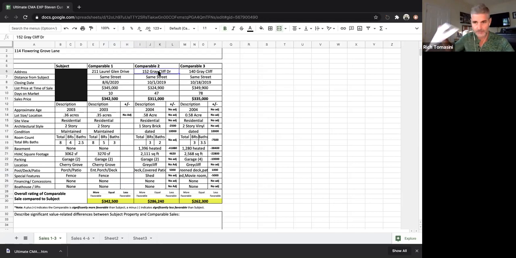So right behind the subject, sale 1, we're building our prosecuting case. Sale 2, 143 Forest Walk Way. Okay. These weren't the same street. These were the same subdivision.